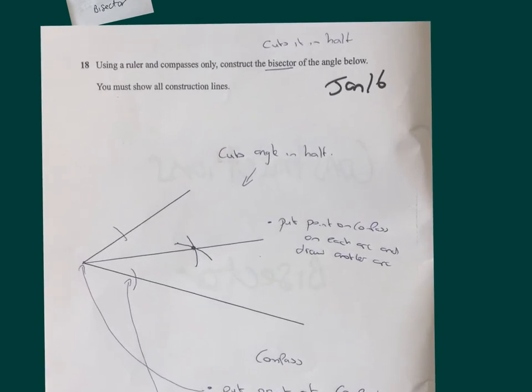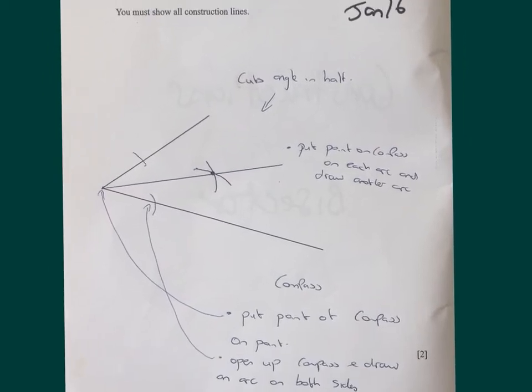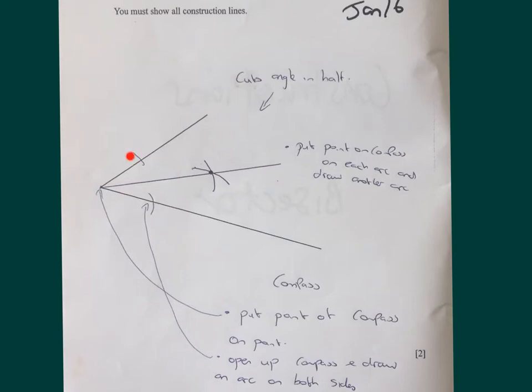Question 18 says, use a ruler and a compass only, construct the bisector of the angle. Bisector just means you're cutting it in half. There'll be 2 parts. Basically, we have an original angle here to here. Everything else that I have done here is what you need to do.